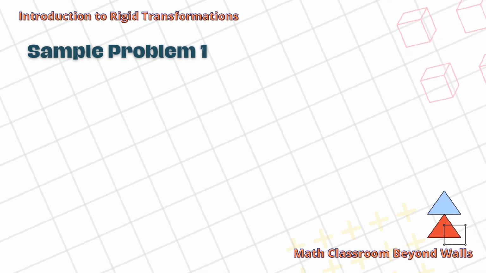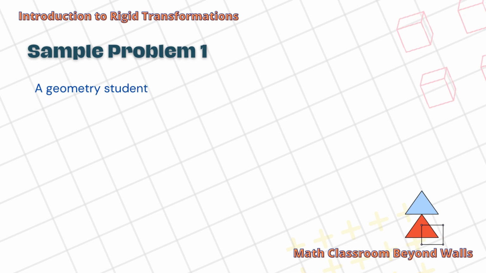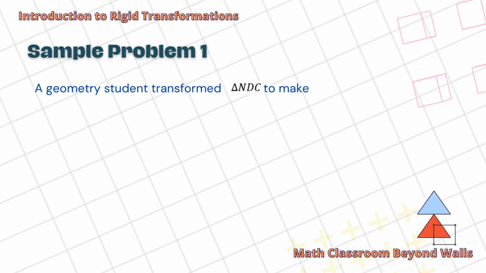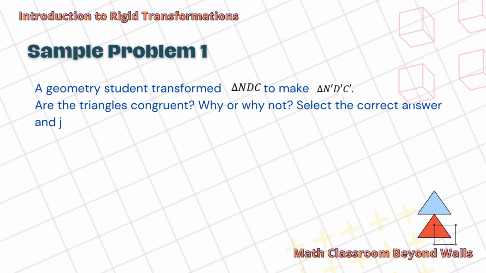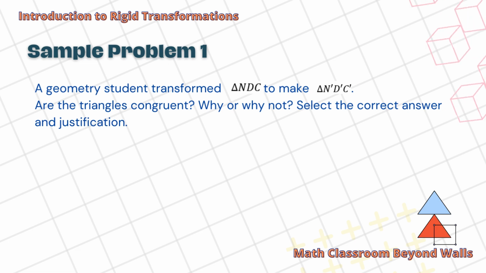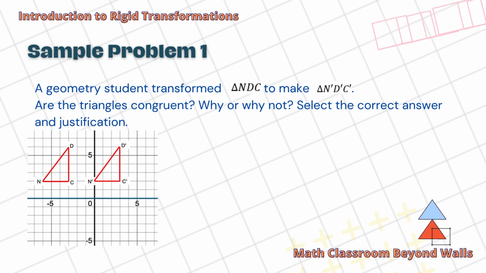Sample problem 1, here is the problem. A geometry student transformed triangle NDC to make triangle N prime, D prime, C prime. Are the triangles congruent? Why or why not? Select the correct answer and justification. A figure is given here.